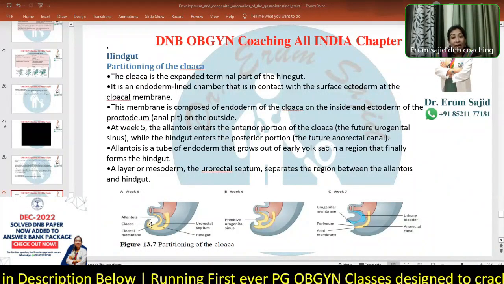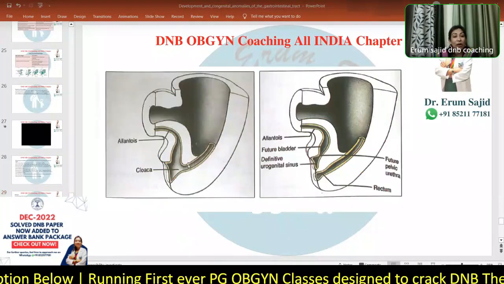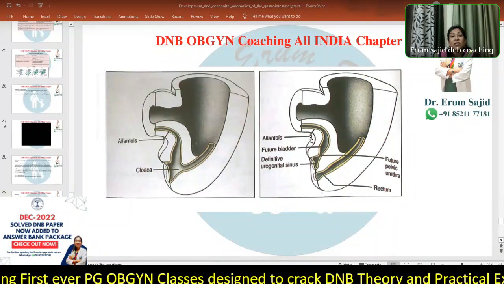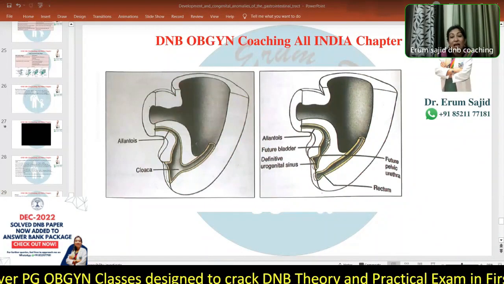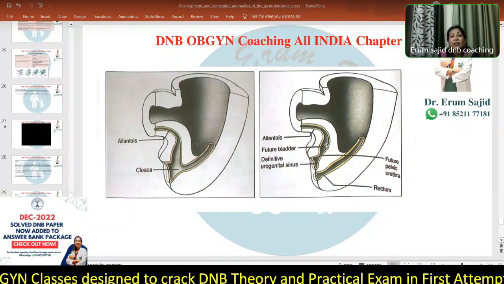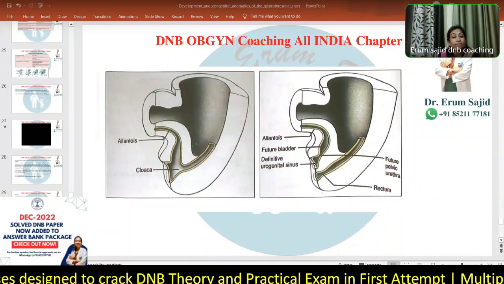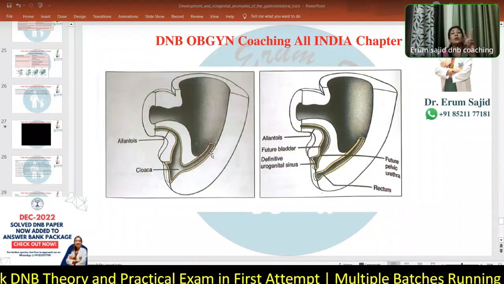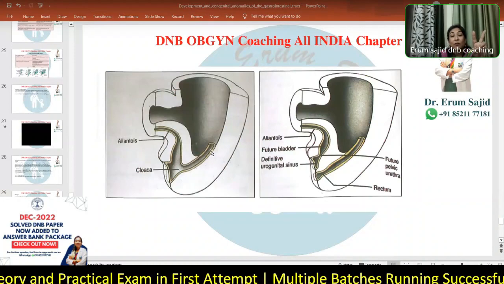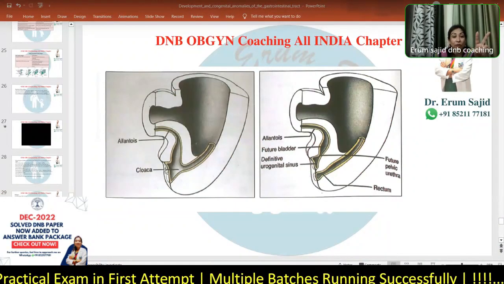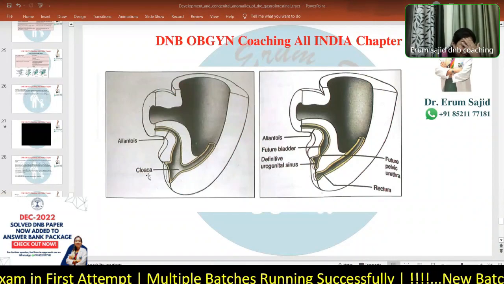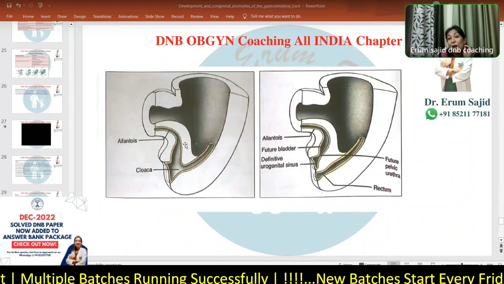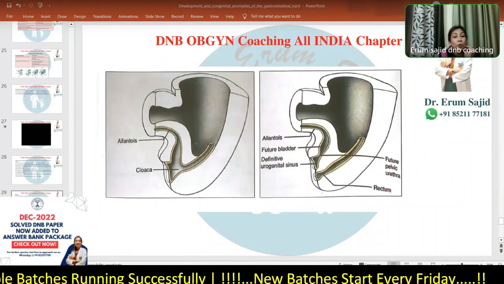So there's a cloacal membrane at the end, and just see this picture as well. If you can see properly, this pinched up portion is the allantois. This part is the cloaca, and cloaca is actually communicating with two channels. It's communicating with the hindgut proper and also with the allantois, as you can see. Why is it important? I'll tell you. And here you have the urorectal septum. This white portion is actually the urorectal septum.